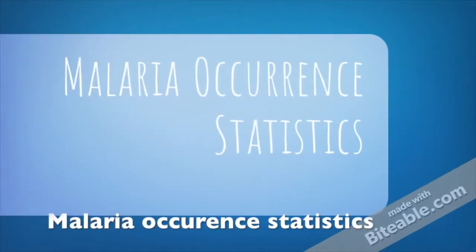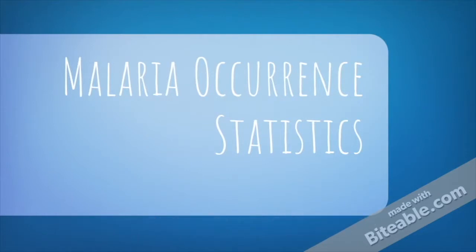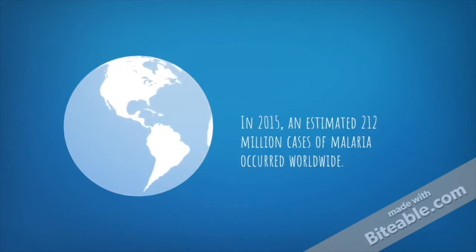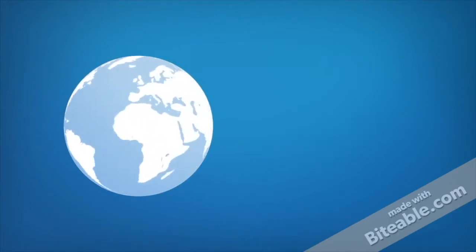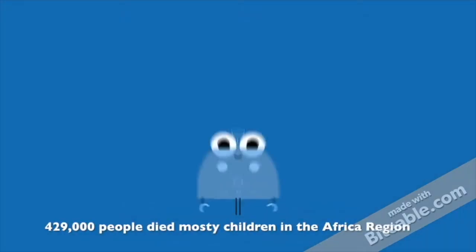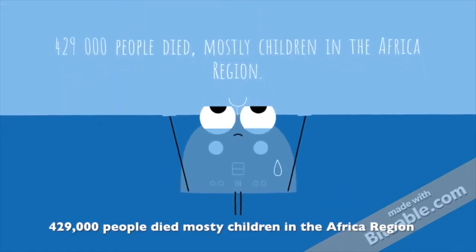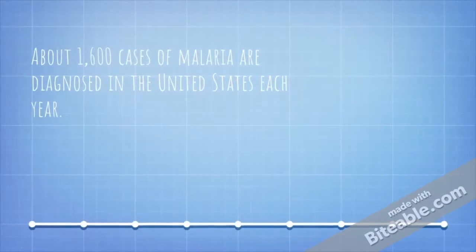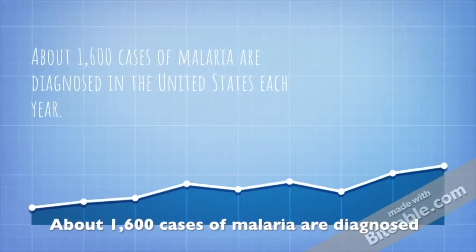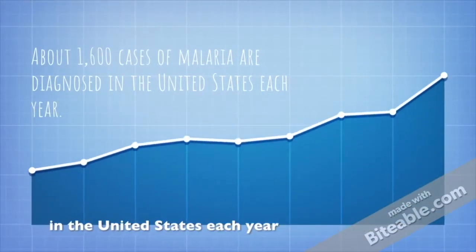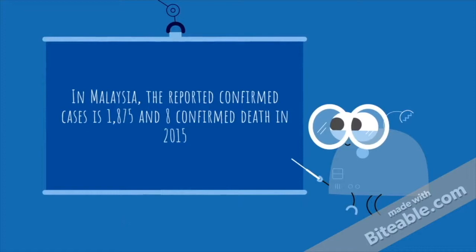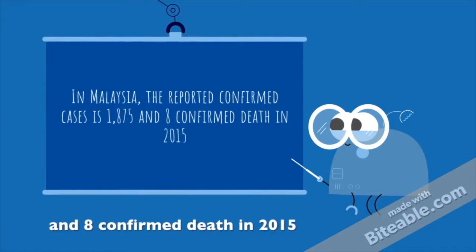Malaria occurrence statistics. In 2015, an estimated 212 million cases of malaria occurred worldwide. 429,000 people died, mostly children in the Africa region. About 1,600 cases of malaria are diagnosed in the United States each year. In Malaysia, the reported confirmed cases were 1,875, with 8 confirmed deaths in 2015.